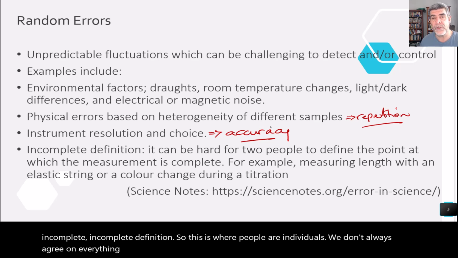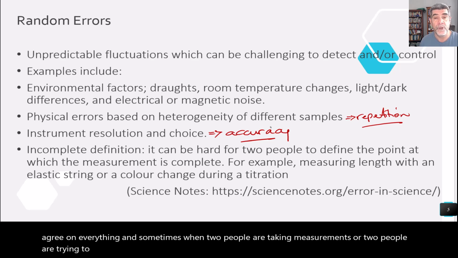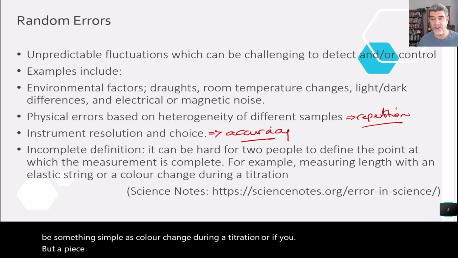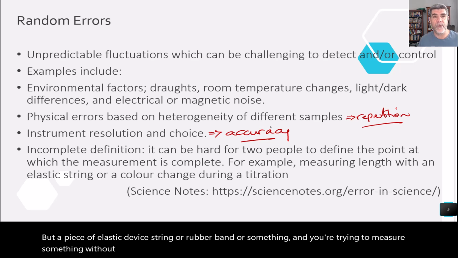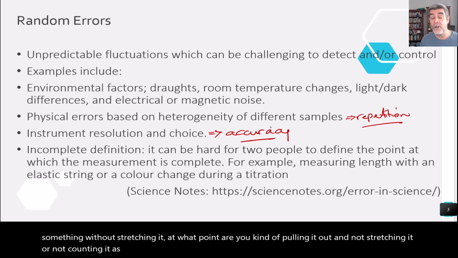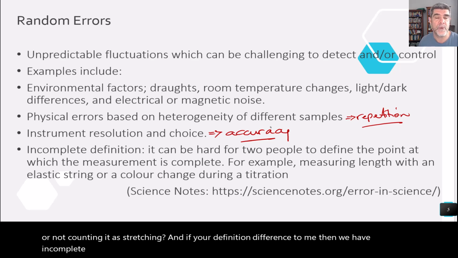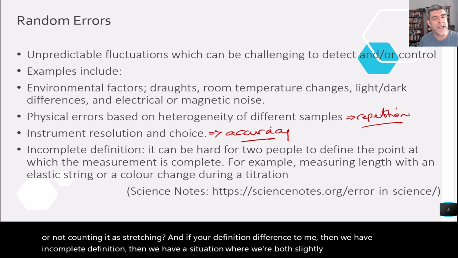We don't always agree on everything. And sometimes when two people are taking measurements or two people are trying to work through a particular process, determine an endpoint, for example. This could be something as simple as color change during a titration, or if you've got a piece of elastic device, a string or rubber band or something, and you're trying to measure something without stretching it, at what point are you pulling it out and not stretching it, or not counting it as stretching? And if your definition differs to mine, then we have incomplete definition. Then we have a situation where we're both interpreting something in slightly different ways.